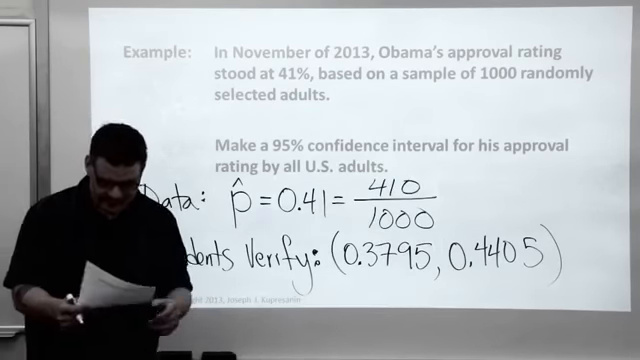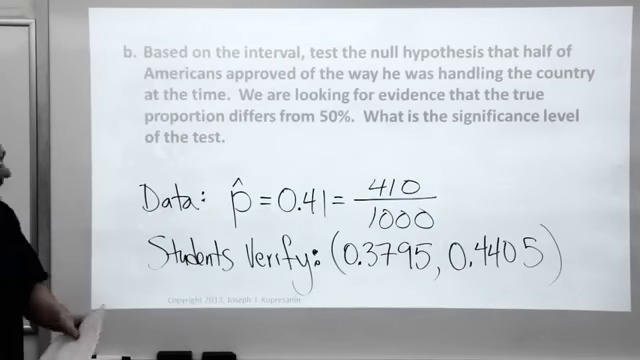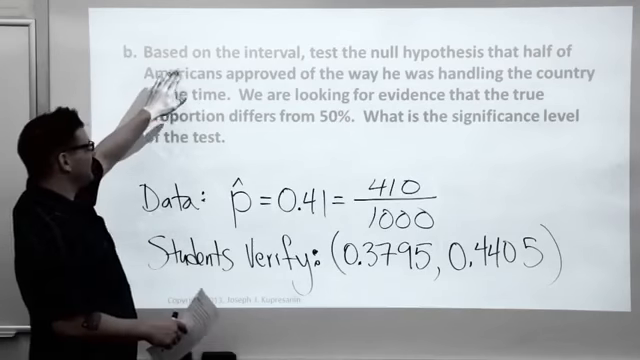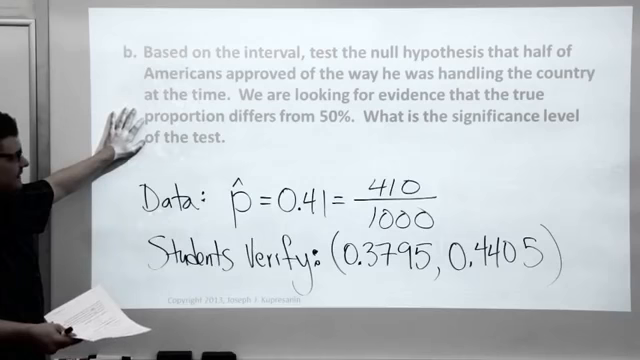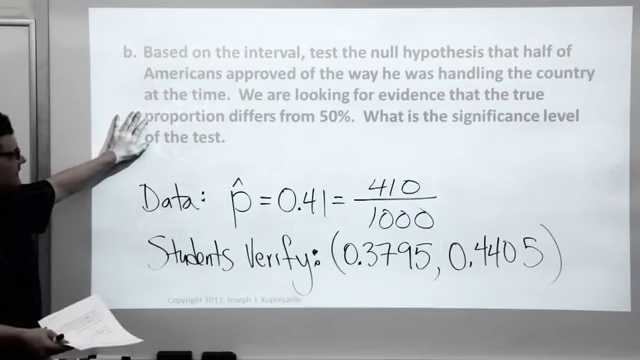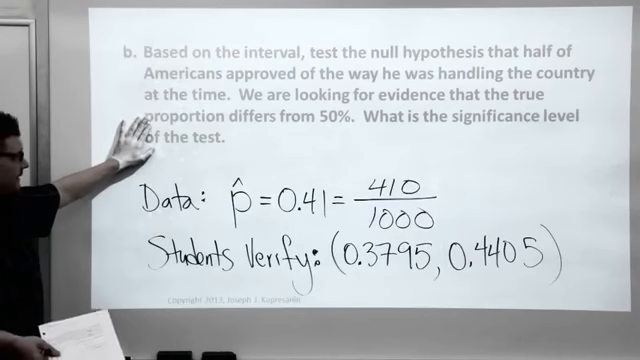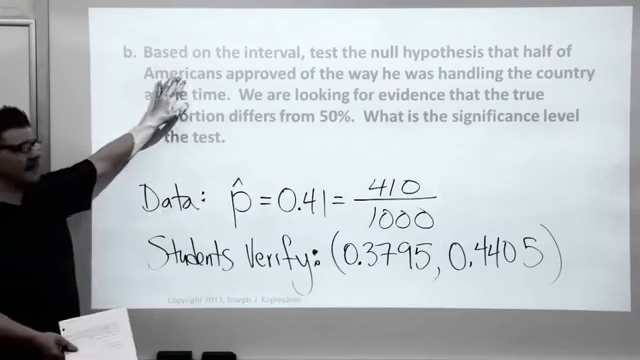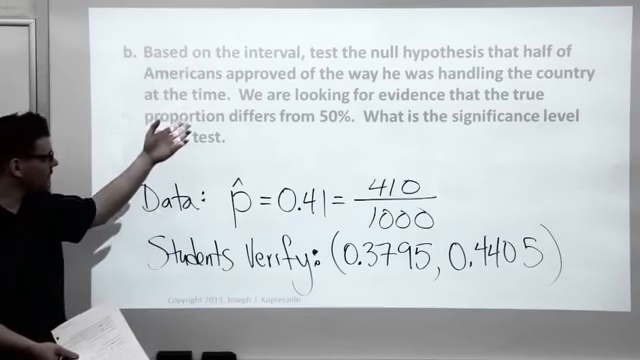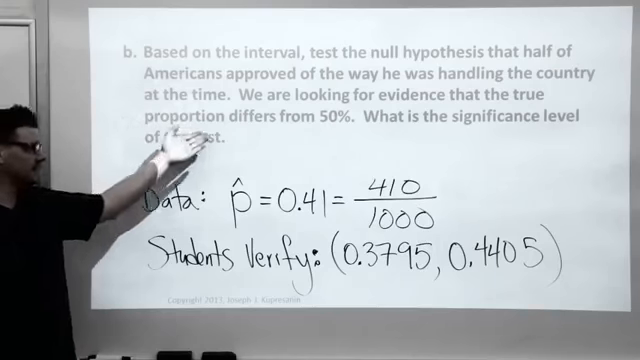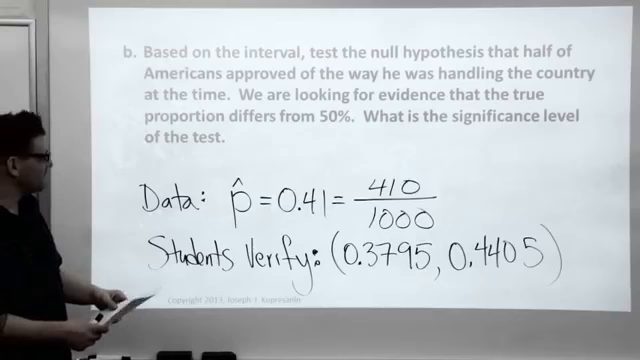Okay, let's run the test. So I'll flip over to the back side here, and I'll flip the slide. Based on the interval, part B, next page, test the null hypothesis that half of Americans approved the way he was handling the country at the time. In other words, this doesn't say fewer than 50%, more than, so we're looking for evidence that the true proportion differs from 50%. And what's the significance level of the test?